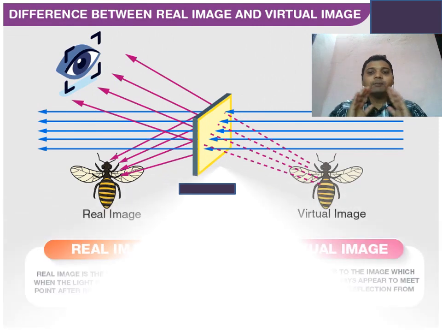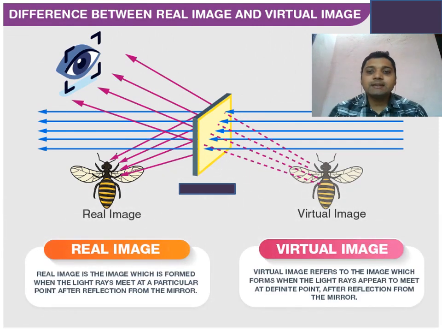Next, it forms an image. The image is where all the reflected light meets. That is called the image point. The image is the reflection of the object. This image is again divided into two types: one is real image, one is virtual image.